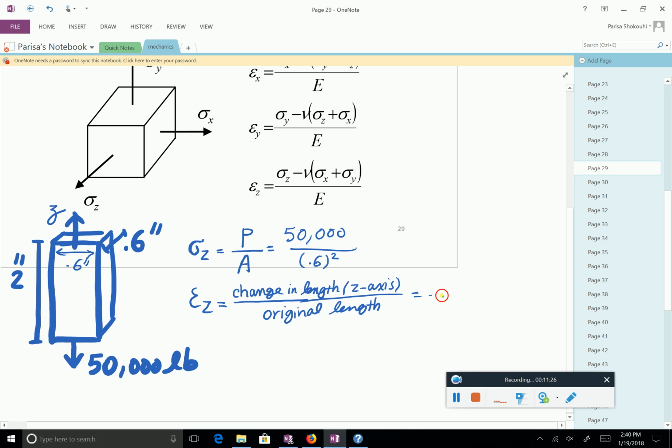So the new length is 0.5995. The original length is 0.6. Oh, it's in the z direction, I'm sorry. It's 2.007 minus 2 divided by 2.